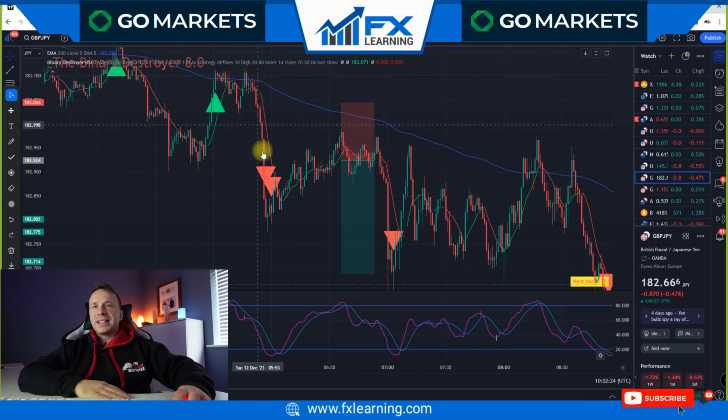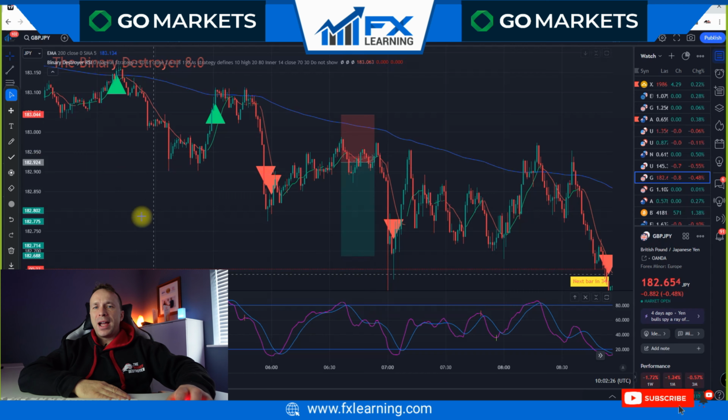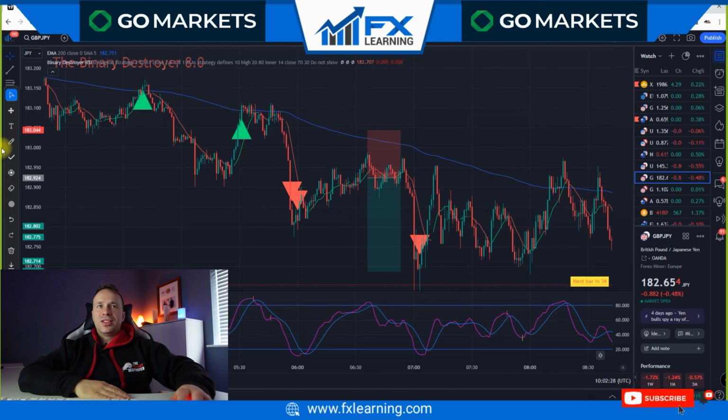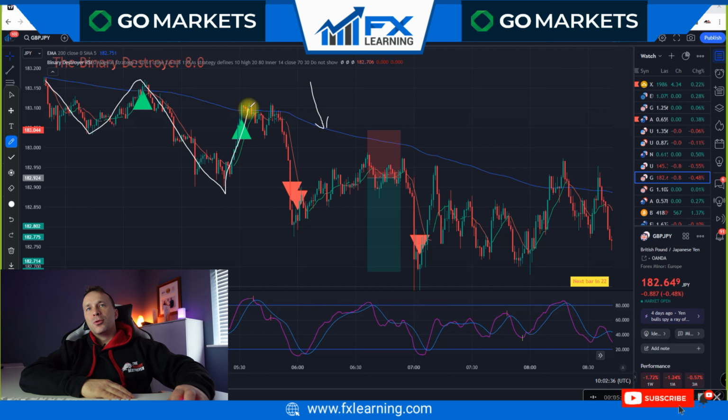Okay, we had a downtrend. In fact, if I just zoom out, you can see literally that this is a downtrend. We're below the EMA, right? It's clearly below the EMA. We've had a downtrend, we've had a pullback.